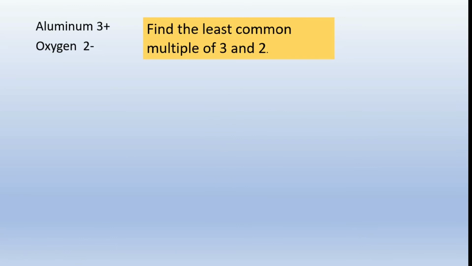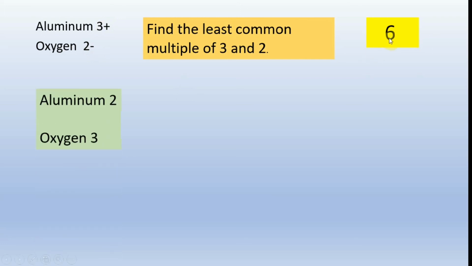Now, there is an easier way to do this, and it is by finding the least common multiple of 3 and 2. Remember, the aluminium has a 3 plus ion and oxygen a 2 negative. So what is the least common multiple of the number 3 and the number 2? Think about it. If your answer is 6, you are correct.